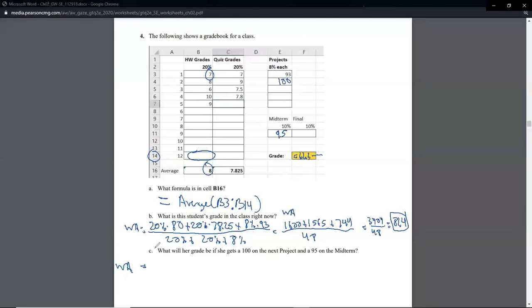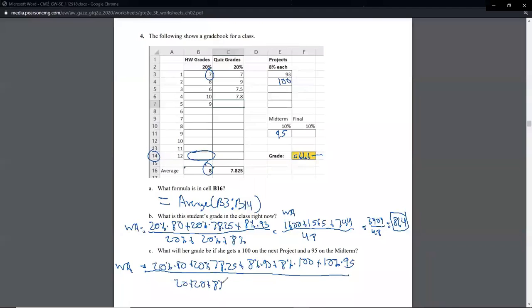Okay, so weighted average. Now we still have all of the stuff from before, the 20% times the 80 plus the 20% times the 78.25, that's homework and quizzes, plus project 1, 8% times 93, plus project 2, 8% times we got a 100, plus the midterm, which was 10% weighted at a 95 grade. All over, so we're still missing 3 projects, we're still missing the final. So this bottom is not going to be 100, it's 20 plus 20 plus 8 with percents, of course. Sorry for the rushing, getting close to time. Now we also have the extra project, which was another 8%, plus the midterm, which was 10%.